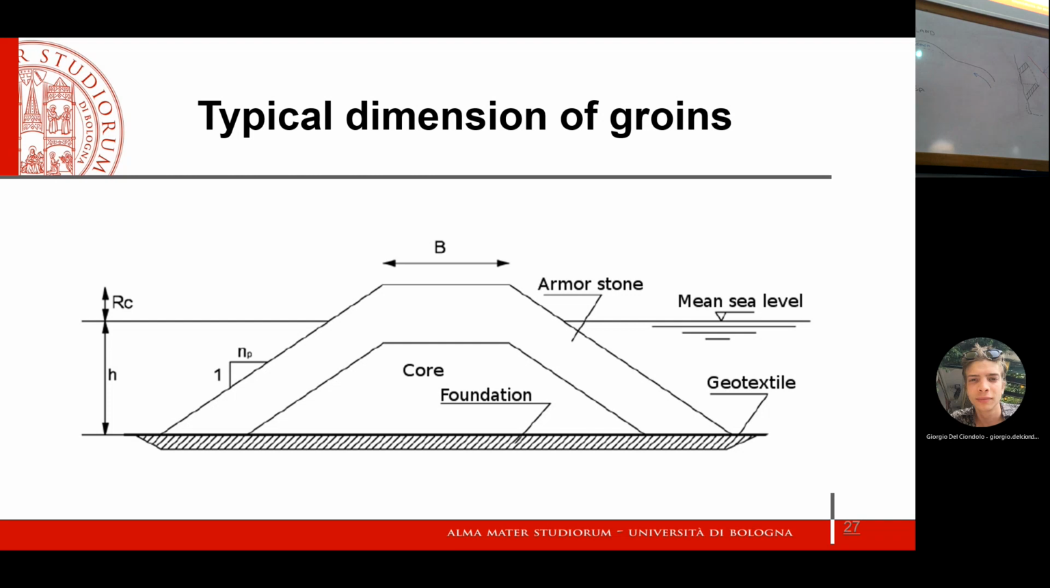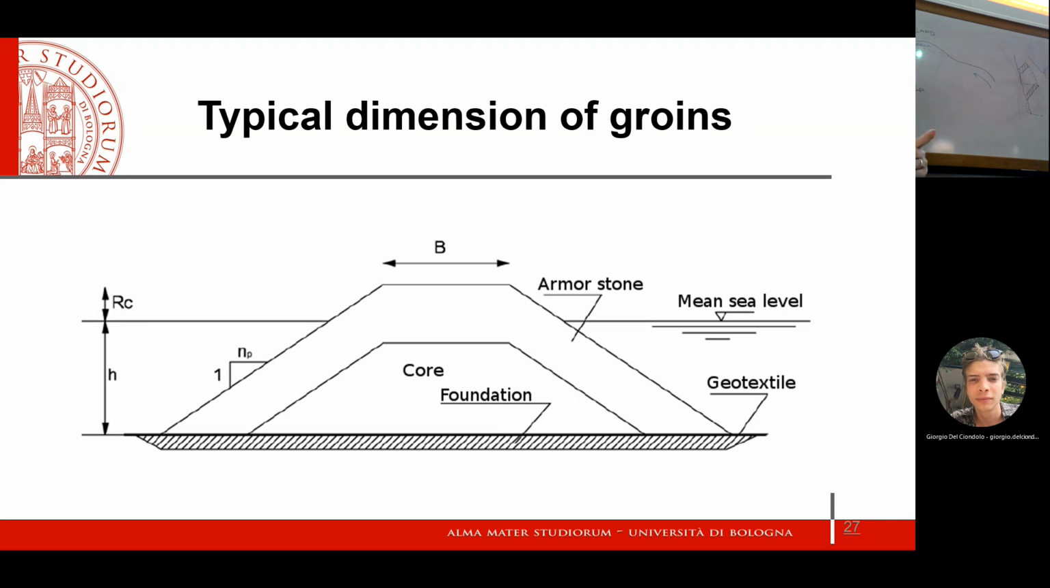And now let's look at the symbols that we use. With respect to the mean sea level, we indicate with Rc the elevation of the crest of the groin, and with lowercase h, the difference between the mean sea level and the beach level, or let's say the sea bottom level.